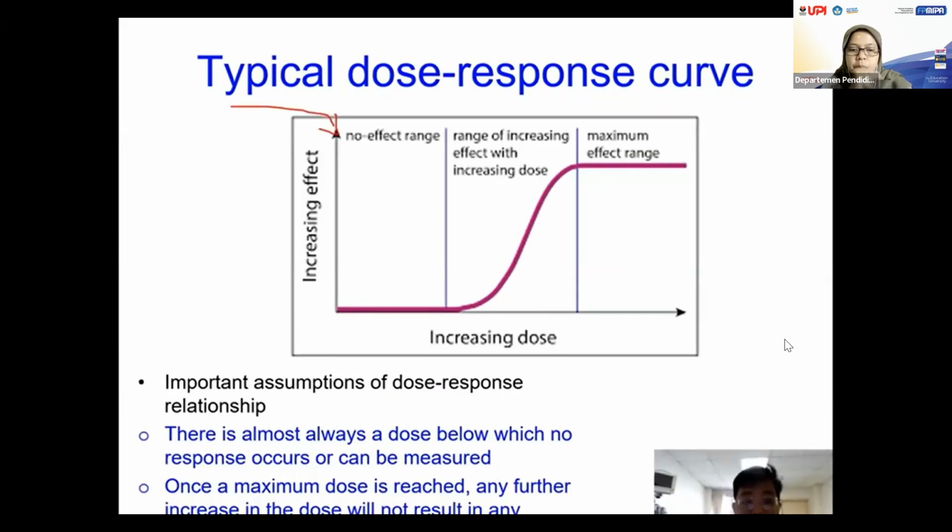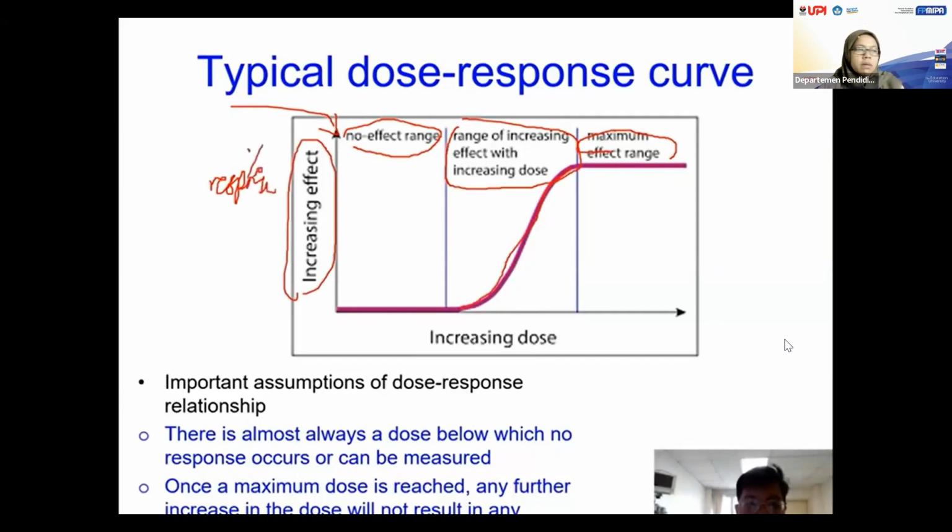This is whereby you have three different regions. Region one is the no effect range, which means there's no effect. Then we have the range of increasing effect with increasing dose, right here. You can see it's a very fast increase, and then we have the maximum effect range. The y-axis is the response, usually in percentage, the percentage of the population. And then you have the dose, increasing dose.